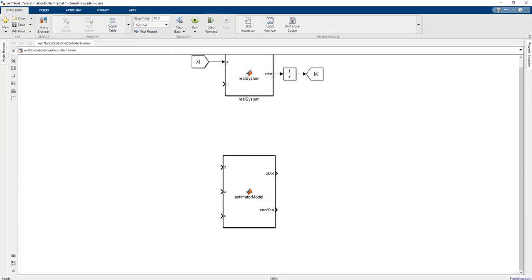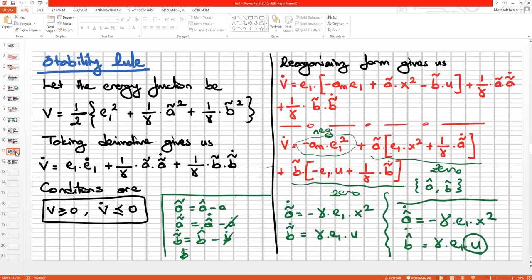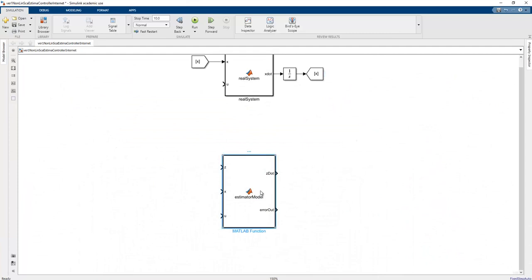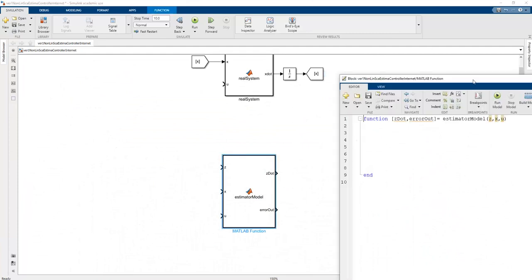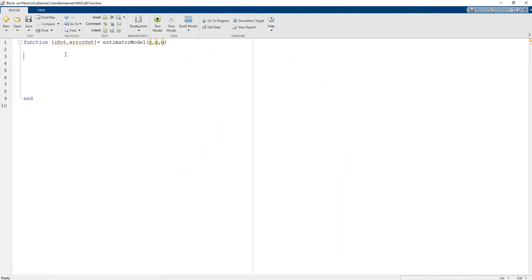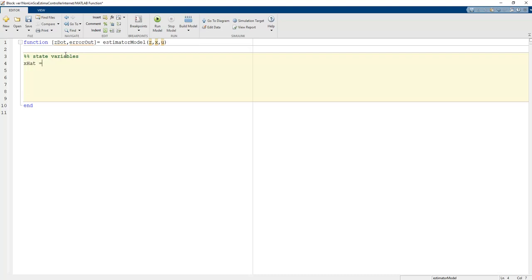With this information, we can build the a hat and b hat values by using these rules: minus gamma times e1 times x square, and gamma times e1 times u. These are the basic proportions of the real system body. With these parameters, firstly we need to obtain the state variables here. x hat is equal to what?